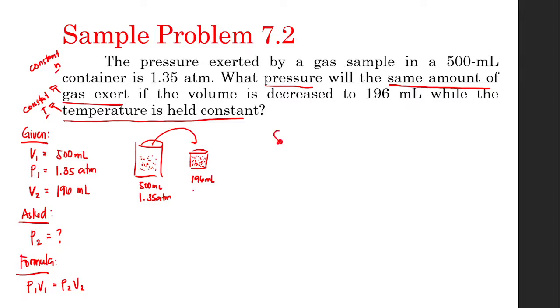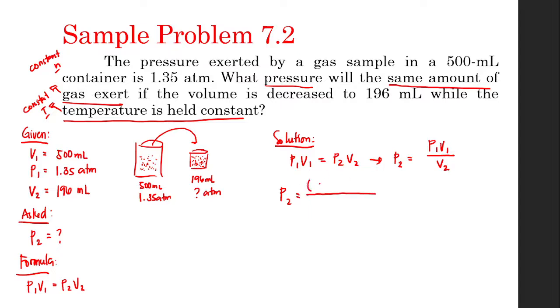So the solution is, we're going to take this equation right here, P1V1 is equal to P2V2. And then we're going to separate P2, or basically rearrange this equation so that we are solving for P2, because we are looking for P2. So that's basically dividing both sides by V2. So P2 equals P1V1 divided by V2. So just take your values and plug them into your equation.